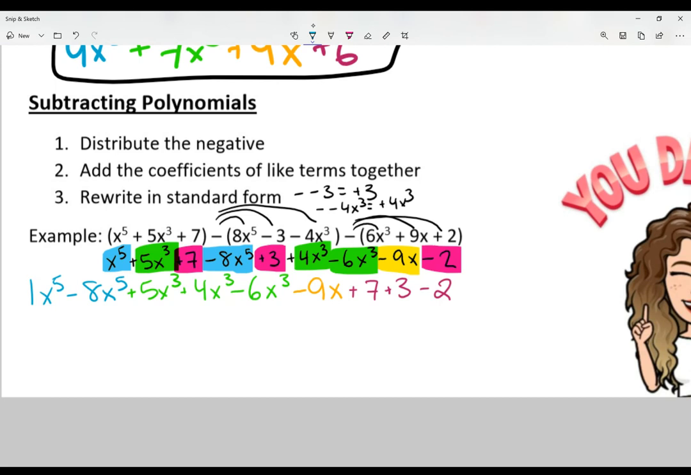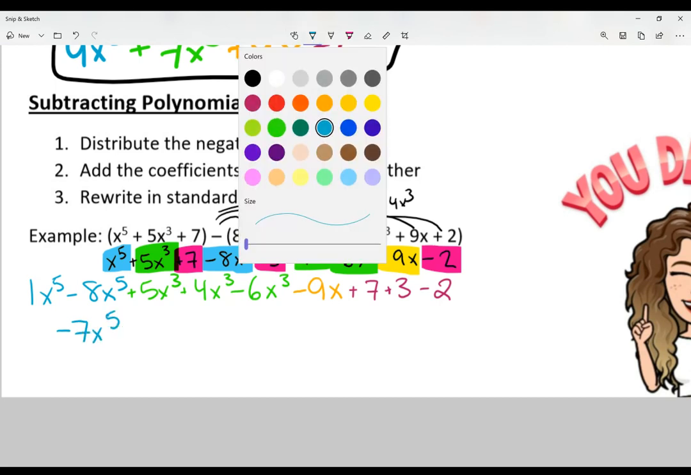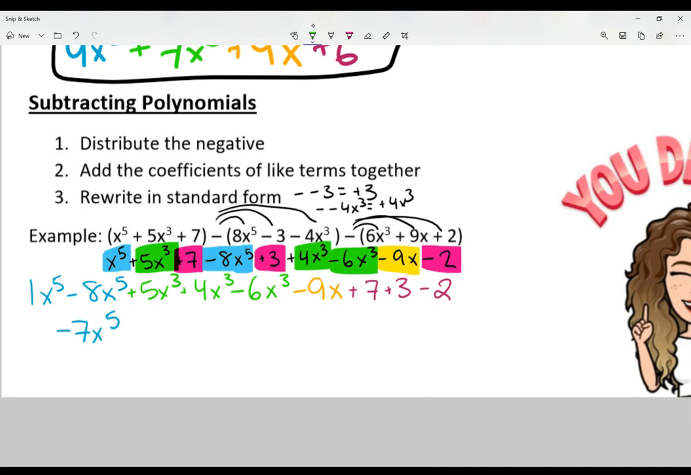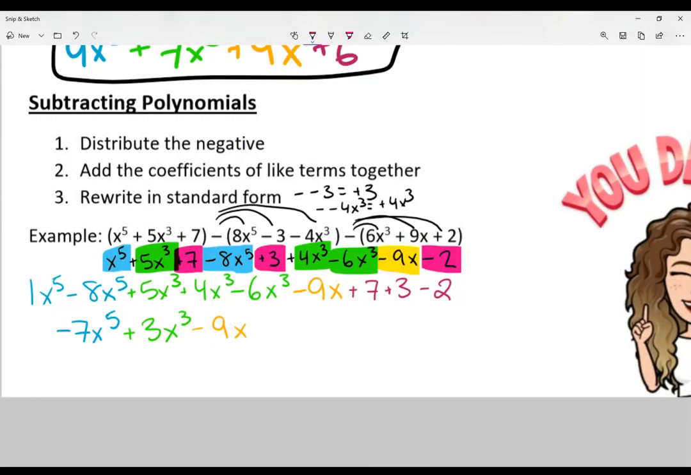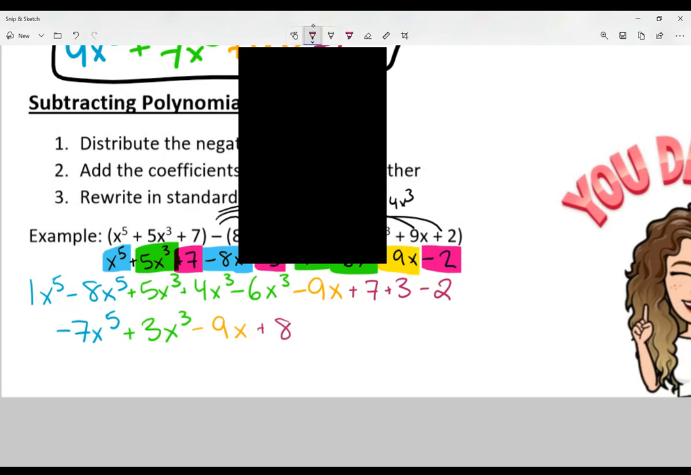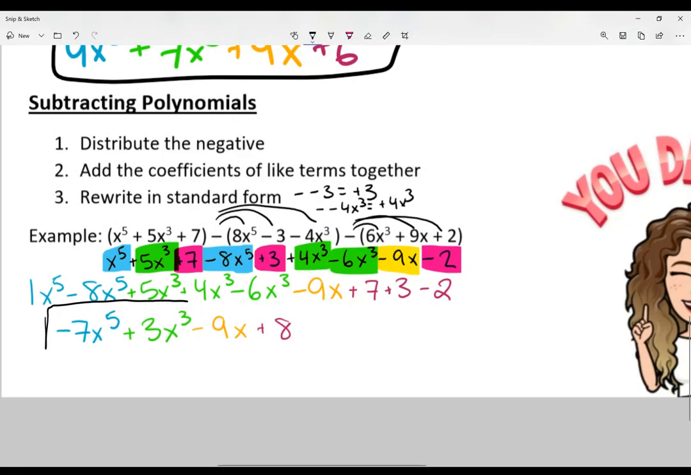So 1 minus 8 is negative 7x to the fifth. Now we're going to do 5 plus 4, which is 9, and then 9 minus 6, which is 3. So plus 3x cubed. Nothing to combine our linear term with, so we just bring that down again, minus 9x. And now we add all the constants. 7 plus 3 is 10. 10 minus 2 is 8, so plus 8. And this would be your final answer if you were subtracting these polynomials.